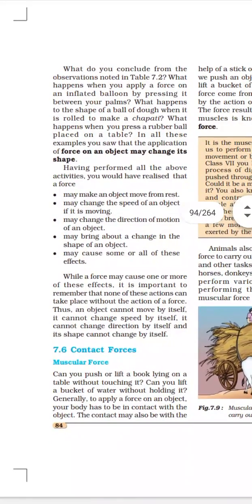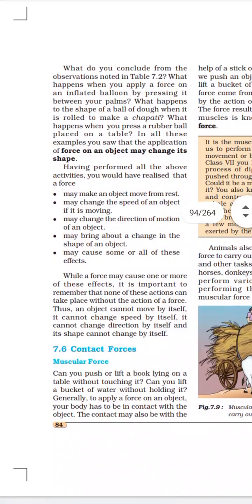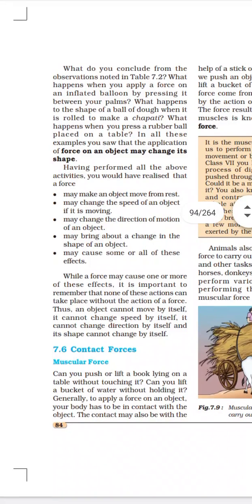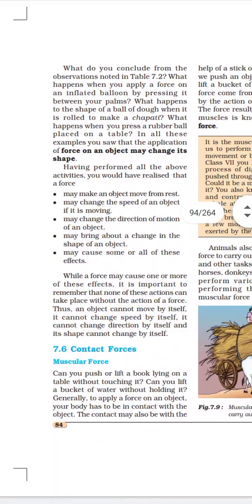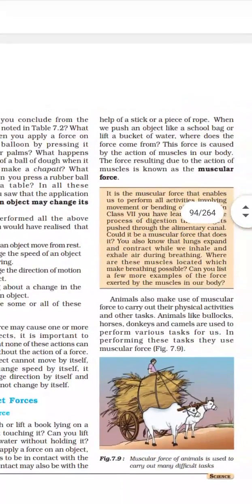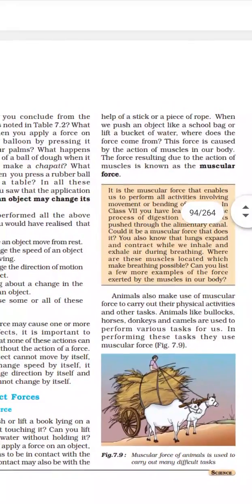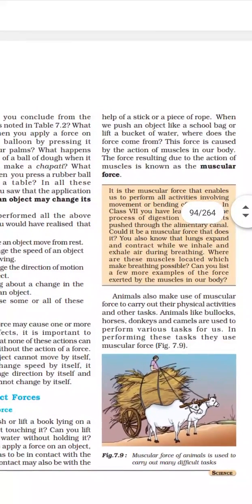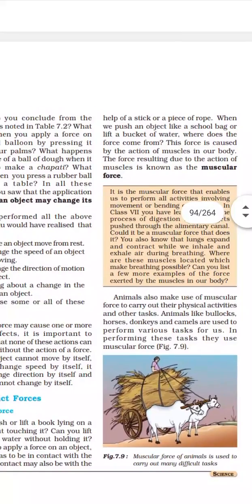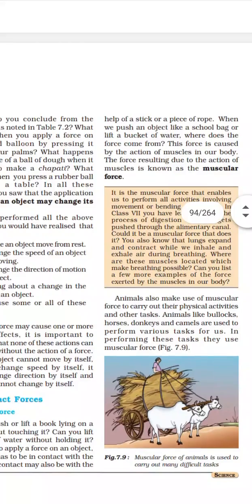Next, we will learn the types of force. The first type of force is contact force, muscular force. Can we push or lift a book lying on the table without touching it? Can you lift a bucket of water without holding it? Generally, to apply force on an object, your body has to be in contact with the object. The contact may also be with the help of a stick or a piece of rope. When we push an object like a school bag or lift a bucket of water, where does the force come from? This force is caused by the action of muscles in our body. The force resulting due to the action of muscles is known as muscular force.